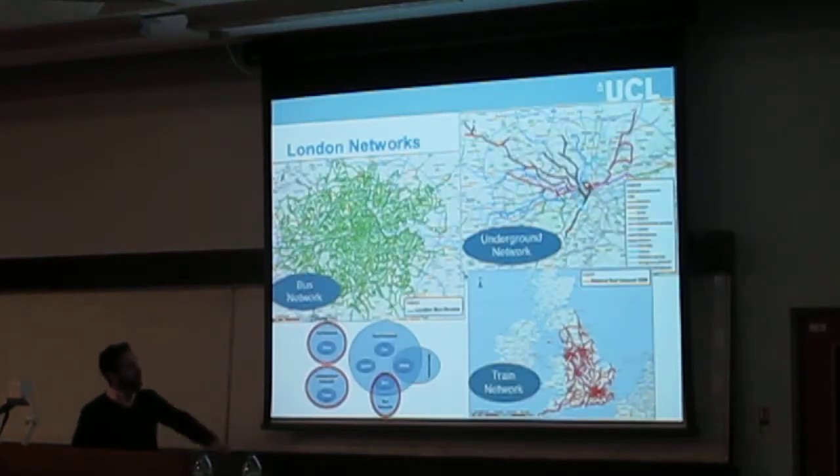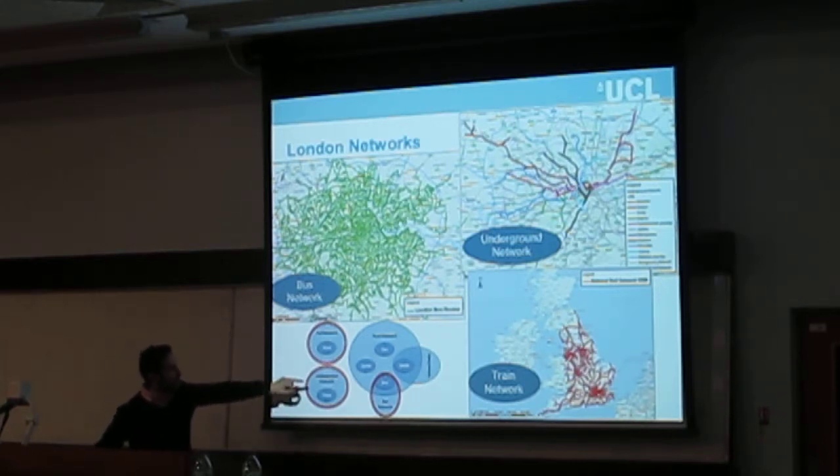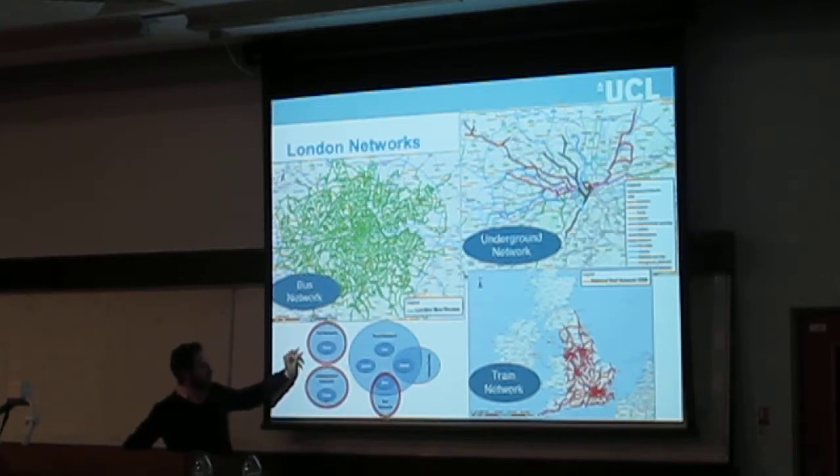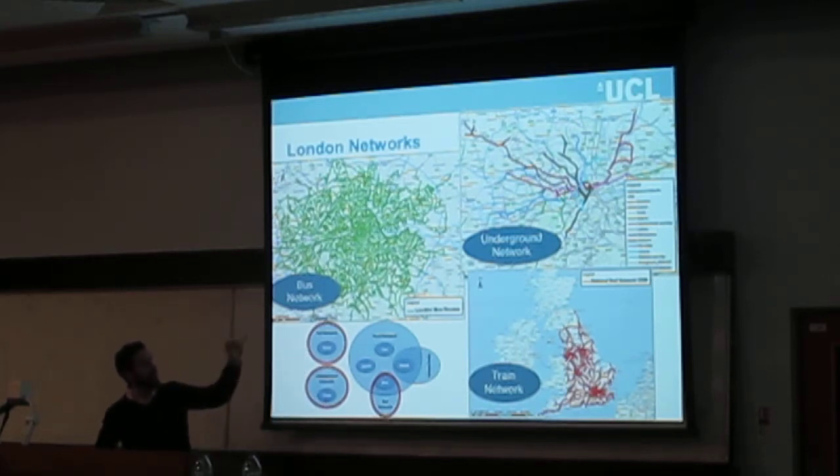So we chose three networks to run the network matching on, which are the bus network, the underground network, and the rail network. Again, the data was provided by TfL. That's the bus network data. The underground network was provided online, free to use. The train network was OS data.